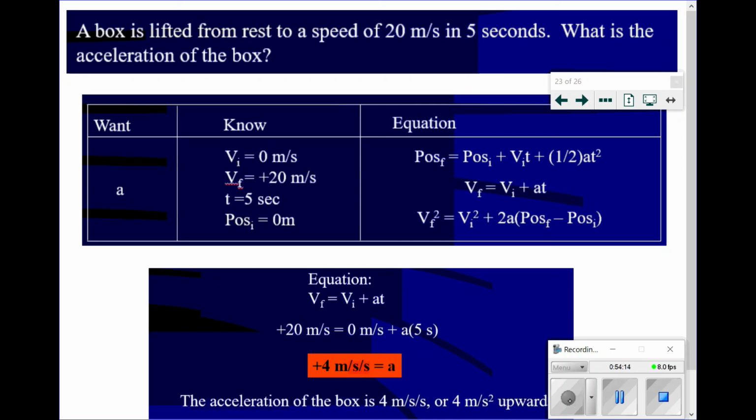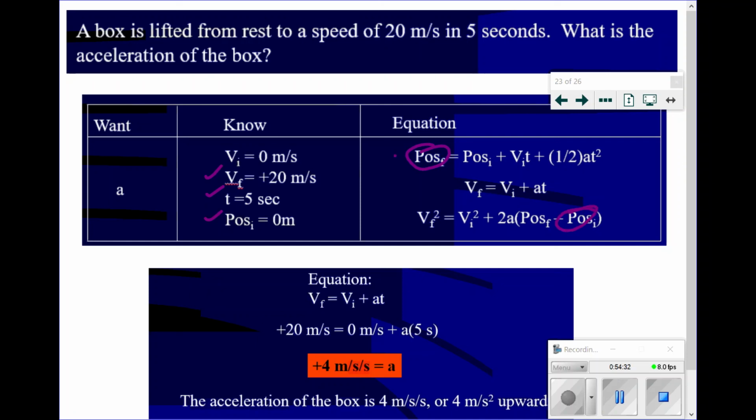What do they need? Now, if you notice, I know V initial, I know V final, I know time, I have position initial, but I don't have position final. And since I don't have position final, this equation definitely is not going to work.